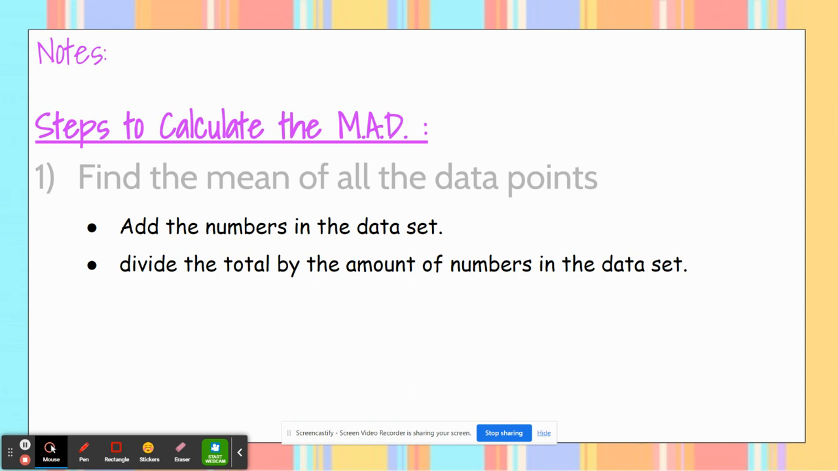Steps to find the mean absolute deviation. Step 1, find the mean of all the data points. A reminder how to find the mean: you add the numbers in the data set and you divide by the total amount of numbers in the data set.